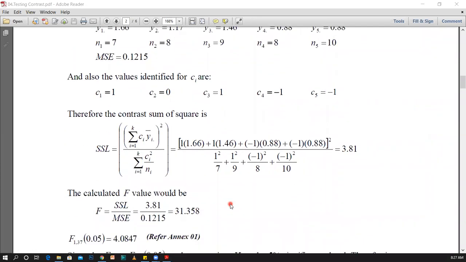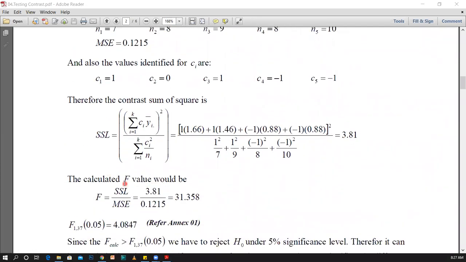Then if you move to calculation of F value, you can use the equation: contrast sum of squares divided by mean square. Therefore, once you divide 3.81 by 0.1215, you will get the calculated F value as 31.358. Now what you have to do is check the critical value, and then compare the calculated F value with the critical value.